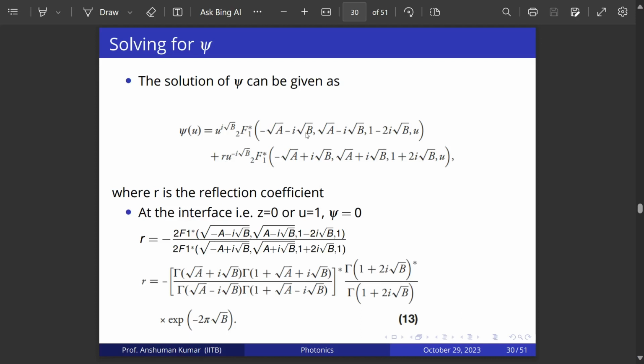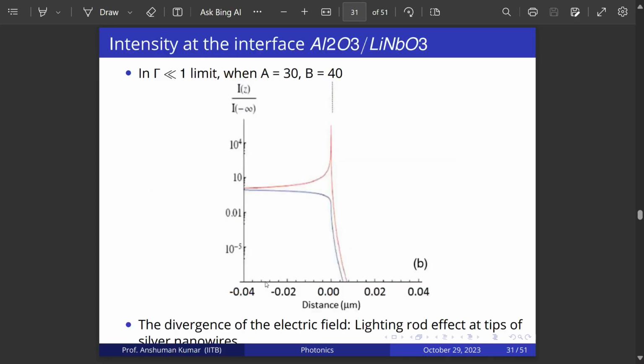One of the first parts is the incident part of the wave. The second part is the reflected part of the wave, and R is the reflection coefficient. At the interface, we assume a very high potential barrier, so psi is equal to 0, and the reflection coefficient R can be found by putting 0 here. U will be 1 at z equal to 0, and psi is equal to 0. So this is what R is, and it too can be expressed in terms of gamma functions as well.